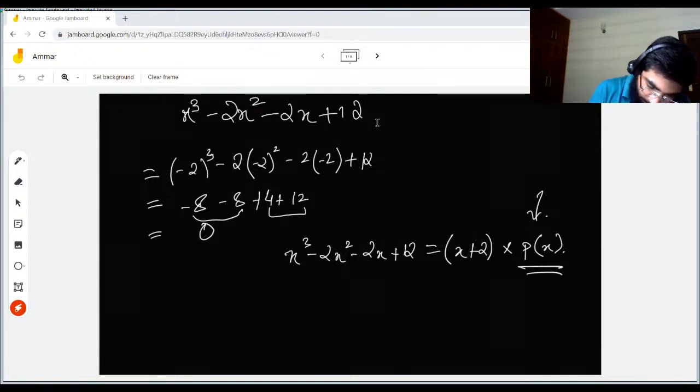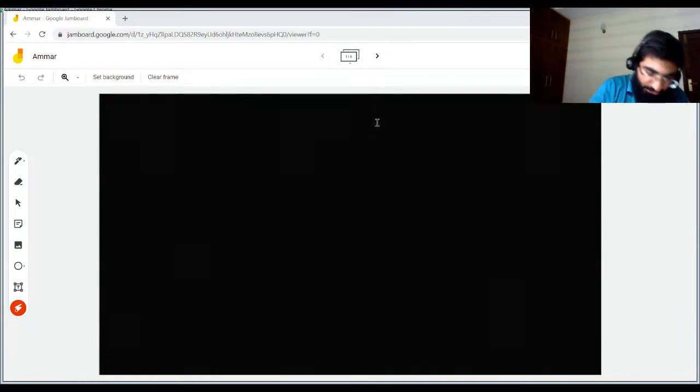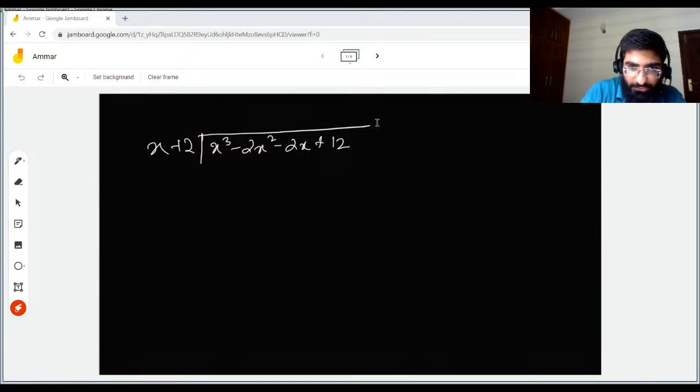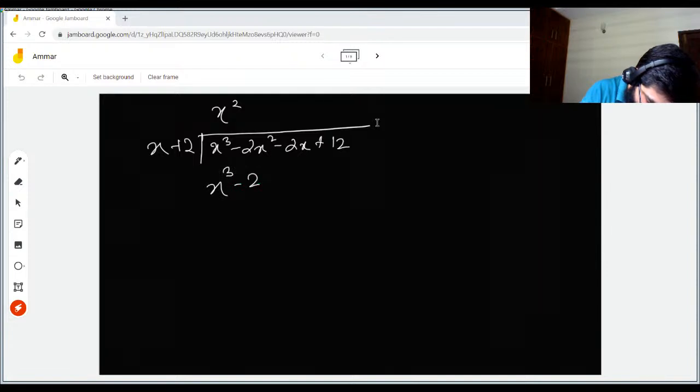Okay, so now coming to the long division, if I put what inside and what outside, I've shown that x plus 2 is a factor, so I say x plus 2, and then inside I put x cubed minus 2x squared minus 2x plus 12. Now the simple long division that we are to do: first we multiply with x squared, so we get x cubed plus 2x squared, right?